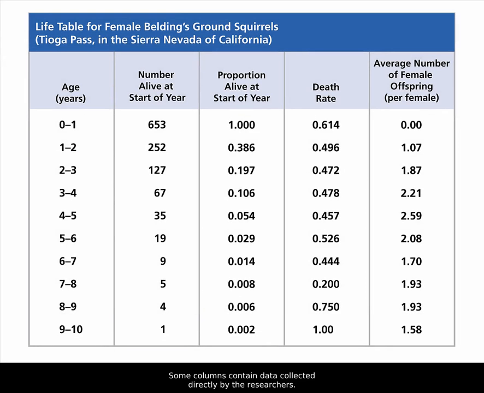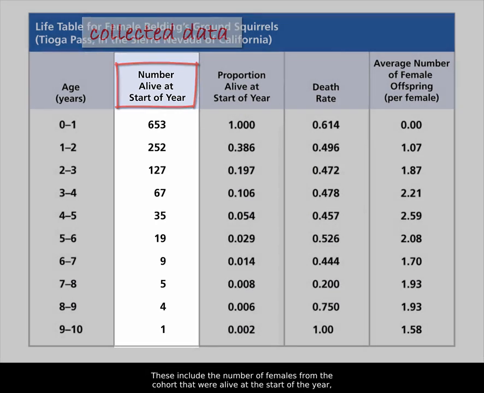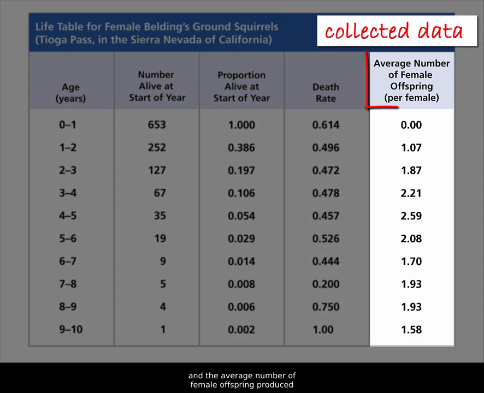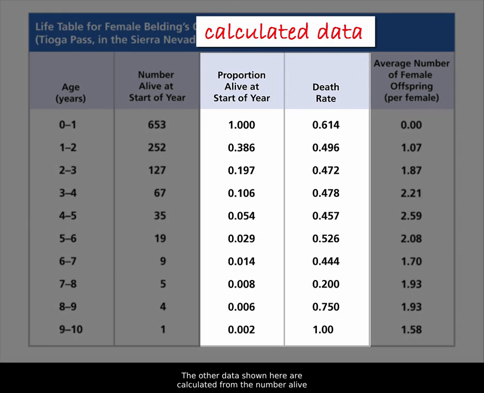Some columns contain data collected directly by the researchers. These include the number of females from the cohort that were alive at the start of the year and the average number of female offspring produced by each member of the cohort during that year. The other data shown here are calculated from the number alive at the start of each year, as you'll see.